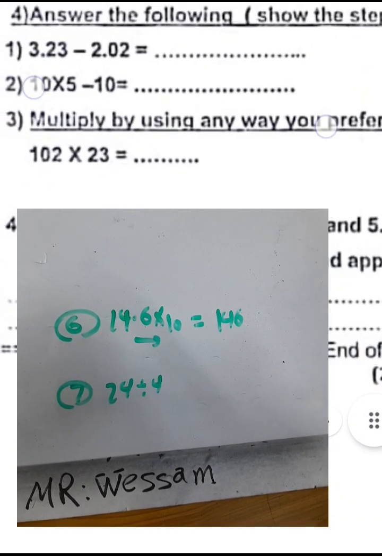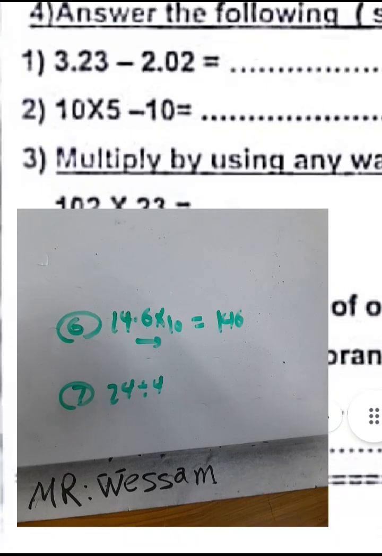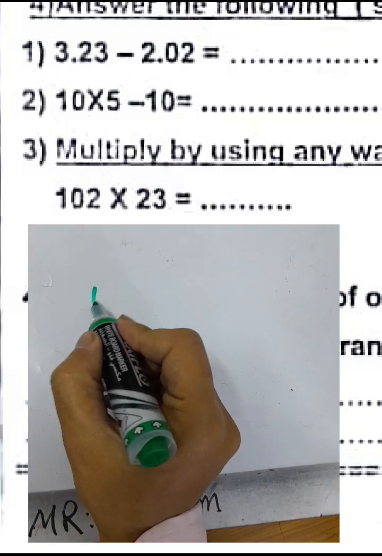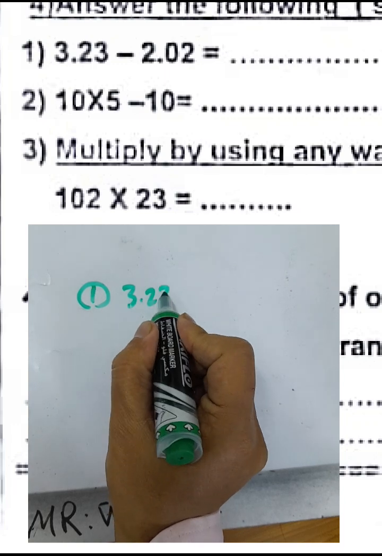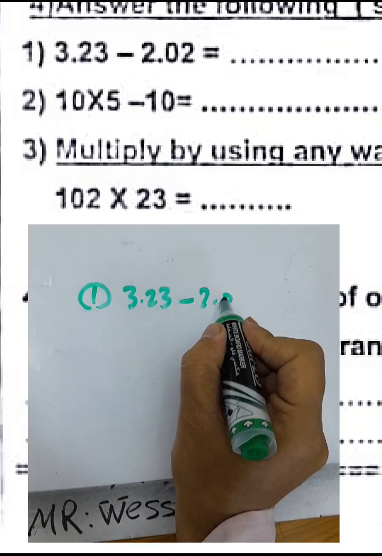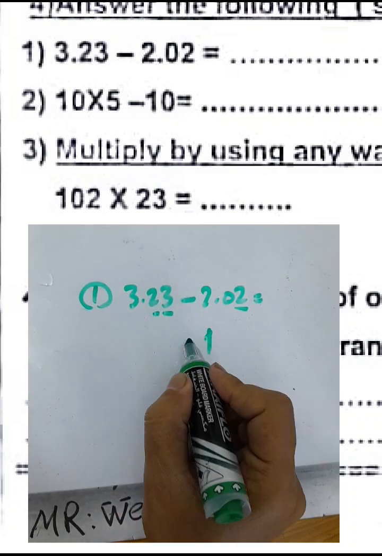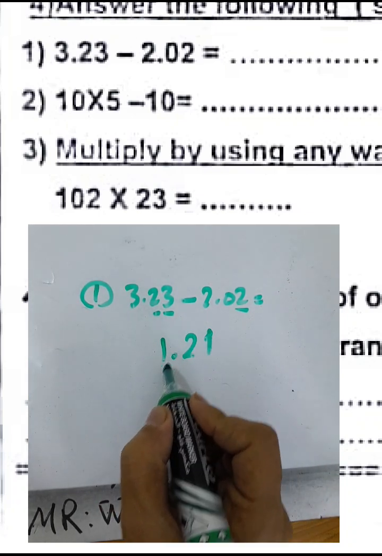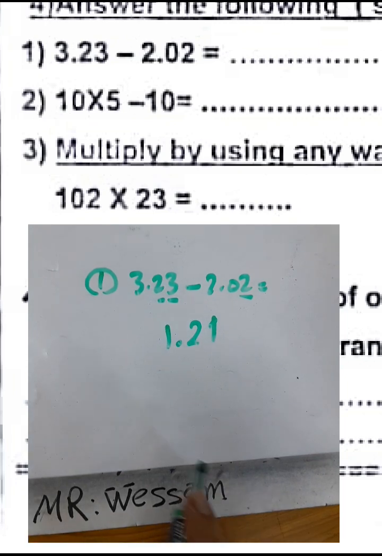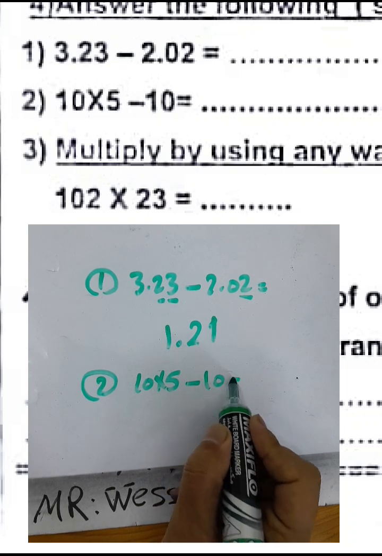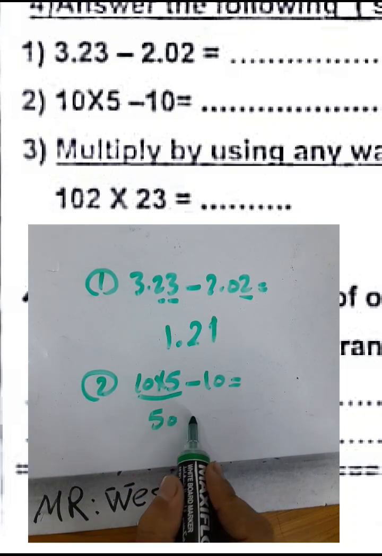Number 1. We want to find the difference between 3 and 23 hundredths subtracted by 2 and 2 hundredths. 3 minus 2 equals 1. 2 minus 0 equals 2. 3 minus 2 equals 1. The result will be 1 and 21 hundredths. 10 times 5 subtract by 10. 10 times 5 equals 50. Times 10, it will be 40.